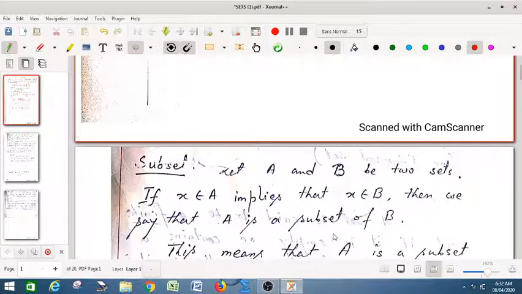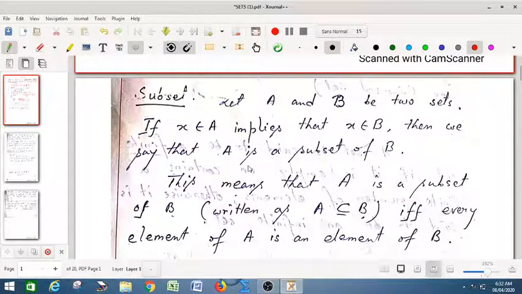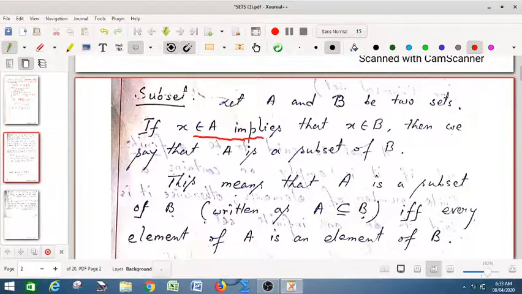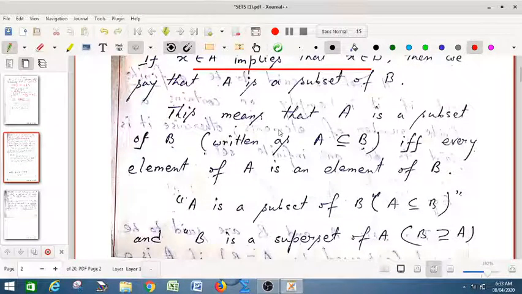Next we define subset. Let A and B be two sets. If x belongs to A implies x belongs to B, then we say that A is a subset of B. This is the symbol: A is contained in B, or A is a subset of B, or B contains A. There are a lot of ways of saying it. That means B is bigger than A, if and only if every element of A is an element of B.